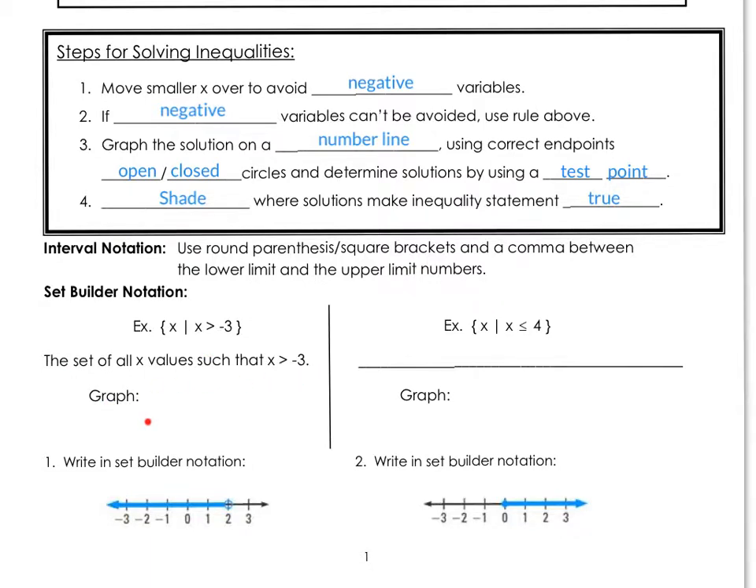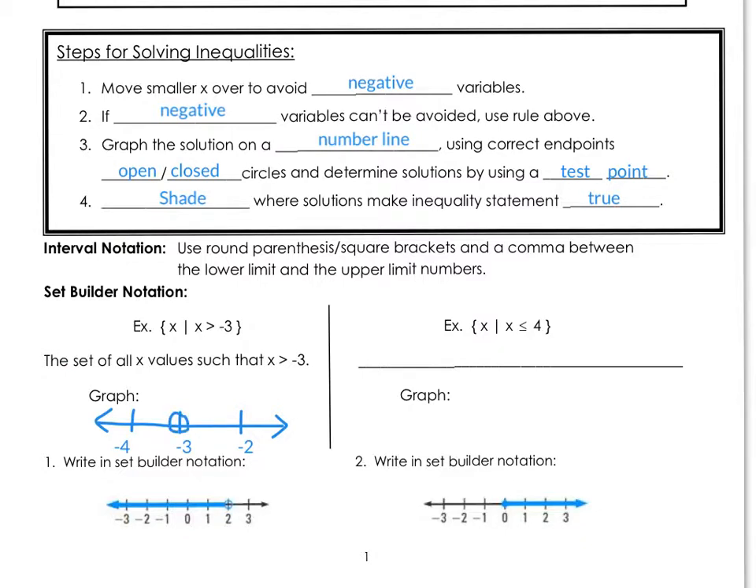So if we were to graph that, we would do that by starting with a number line. So using a straight edge, you draw a line, and the important number here is negative 3. I always like to put one number above and one number below. So I would put negative 3 in the middle, one less would be negative 4, one higher would be negative 2. And then since this is just greater than, not equal to, I'm going to use an open circle on negative 3.